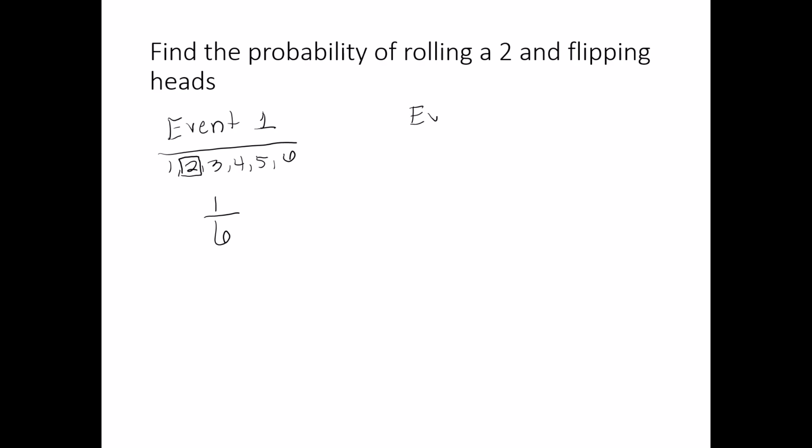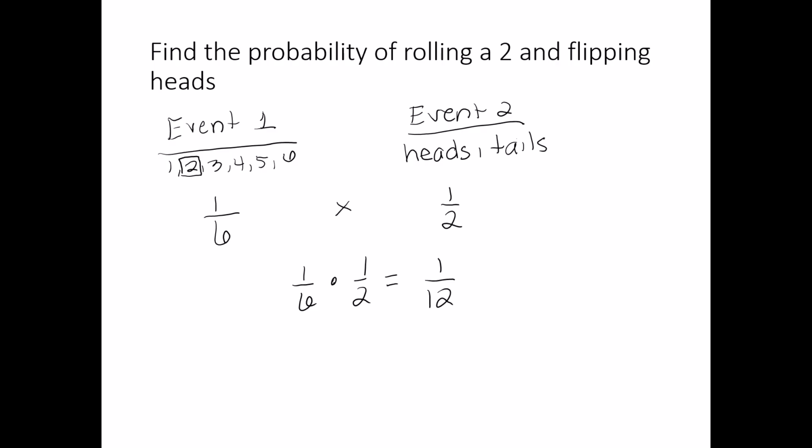For event 2, we are flipping a coin, and we know that when we flip a coin, we can get heads or we can get tails. So we have a 1 out of 2 chance of flipping our coin and it landing on heads. So to find the probability of the two events occurring together, we would multiply these together. So we would have 1 out of 6 times 1 out of 2, and that would give us a 1 out of 12 chance of getting both a 2 and a heads.